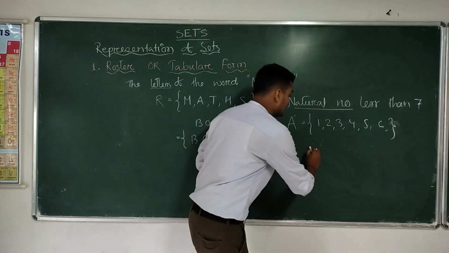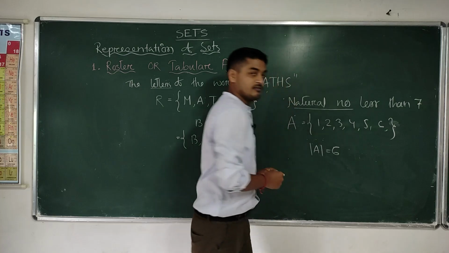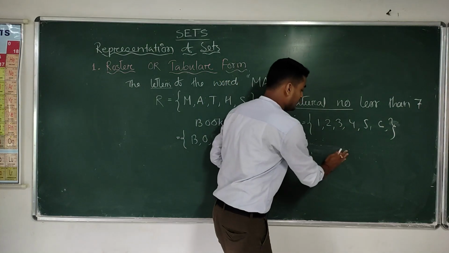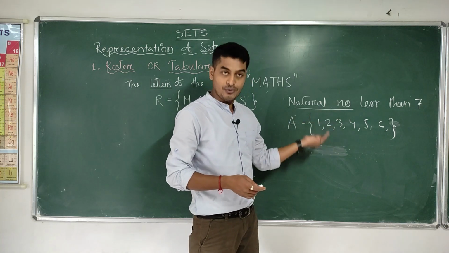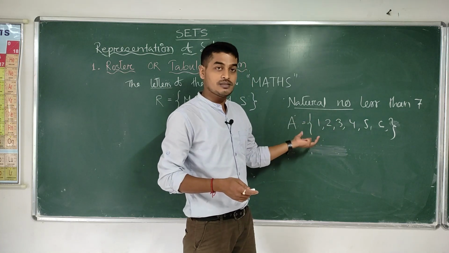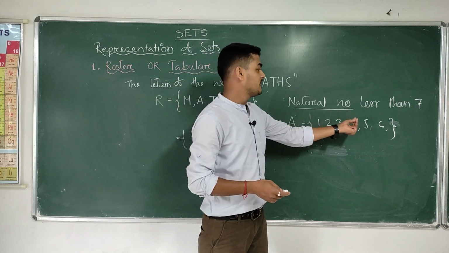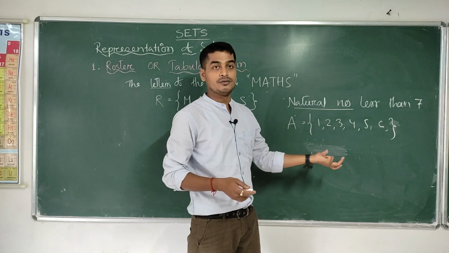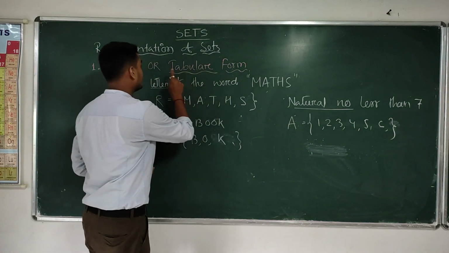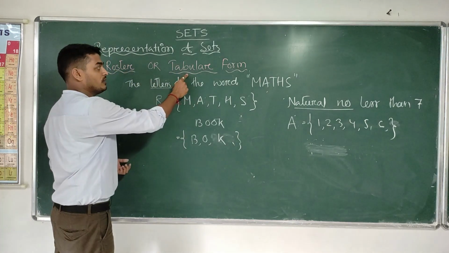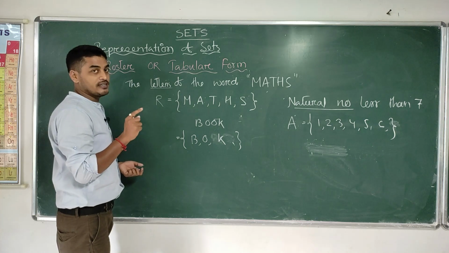Cardinality of A is equal to 6. The comma is in between, so order does not matter. You can write 1, 2, 3, 4, 5, 6, or if you want, you can easily write 6, 5, 1, 2, 3, 4 or 1, 2, 5, 6, 3, 4. Any order you can consider to represent the elements. But remember the main characteristic of roster or tabular form: in this form you have to mention the elements of that collection.